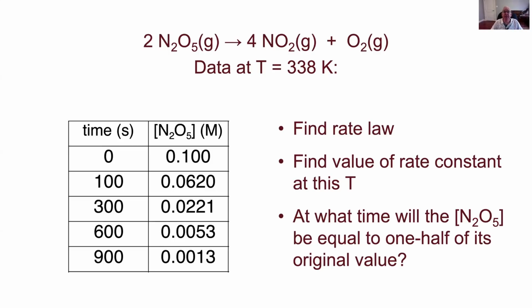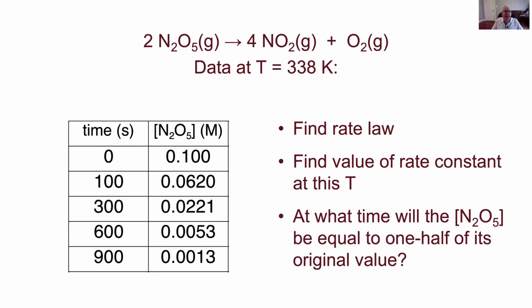Notice a couple of things. Notice it says the data are at a particular temperature, 338 Kelvin in this case. That number, that 338 Kelvin, is not going to show up anywhere in anything we're going to do. The temperature usually is specified in a kinetics problem because the rate constant, remember, would change if we change the temperature, right? So the rate at which this reaction is going would speed up if I made the temperature higher, or it would slow down if I made the temperature lower.